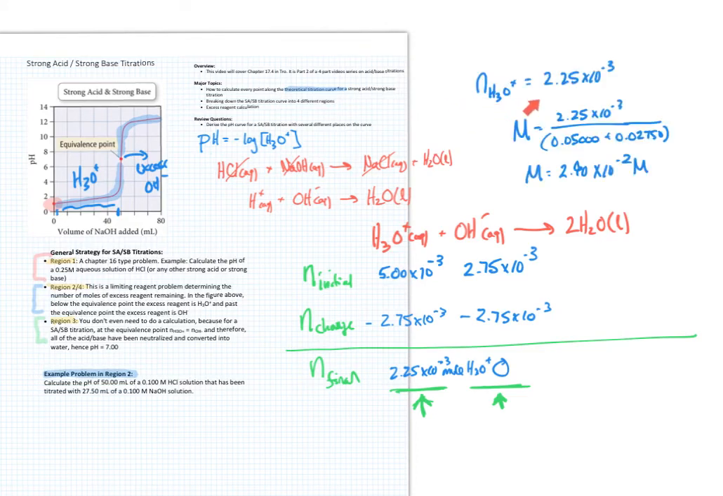Okay, so our number of moles is 2.25 times 10 to the minus 3. My volume is now 0.05 plus 0.0275. So my new molarity is 2.9 times 10 to the minus 2 molar, and therefore the pH is going to be equal to the negative log of that new molar concentration, 2.90 times 10 to the minus 2, which is equal to 1.53.